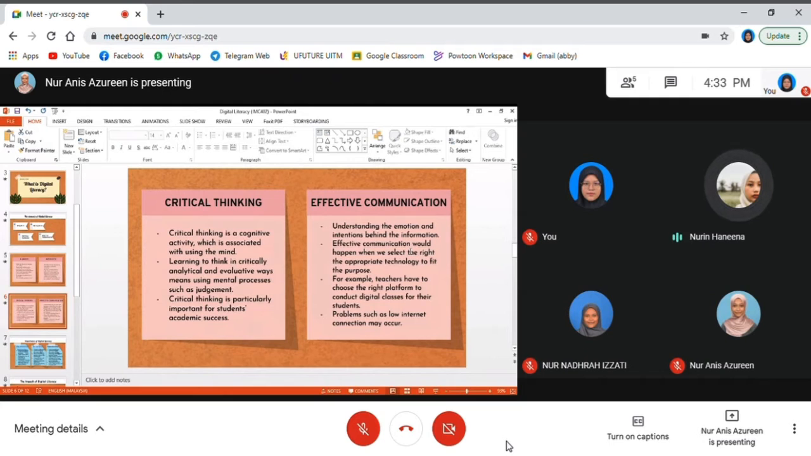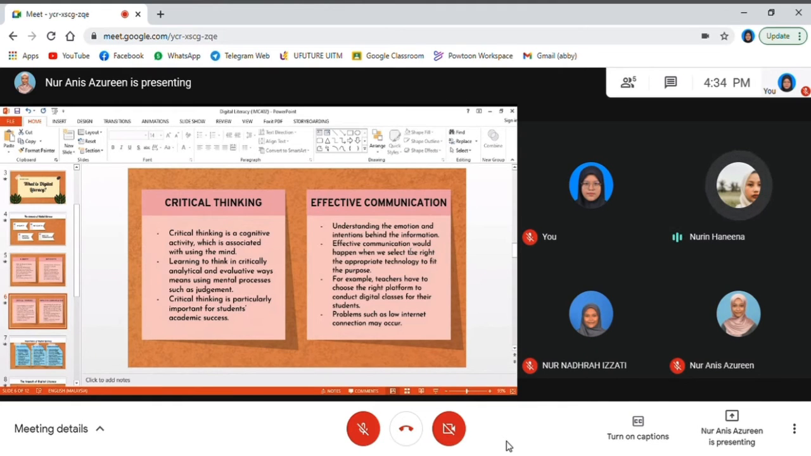Critical thinking is a cognitive activity which is associated with using the mind. Many people who have the potential to develop more effective critical thinking can be prevented from doing so for a variety of reasons apart from a lack of ability. Learning to think in critically analytical and evaluative ways means using mental processes such as judgment. Critical thinking is important for students' academic success.